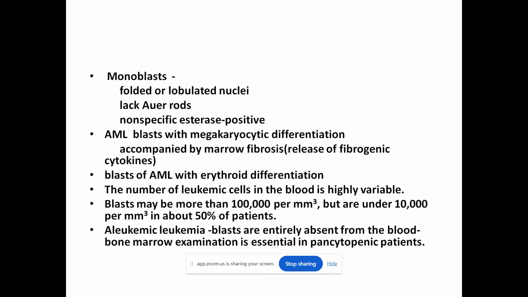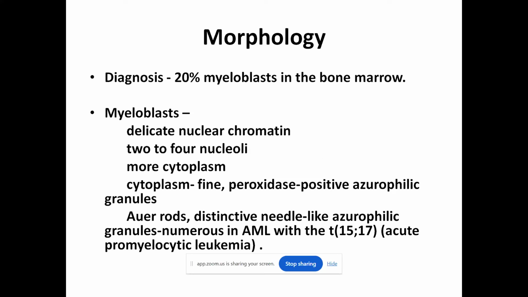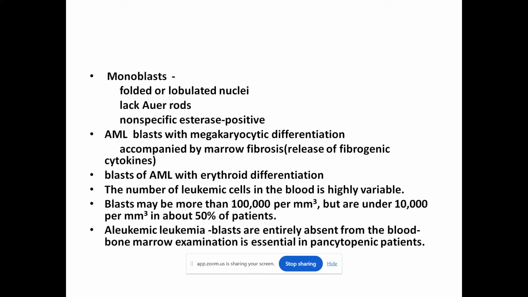So from myeloid neoplasm, according to the differentiation and the lineage, we have subtypes. The first blast is the myeloblast, and one more blast, if it arises from the monoblastic origin, is the monoblast. This monoblast will contain folded or lobulated nuclei, and it also shows non-specific esterase positivity.